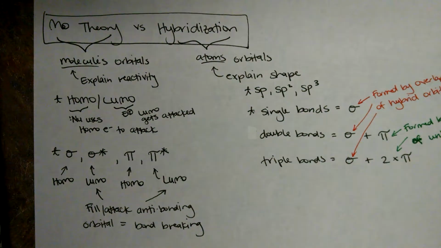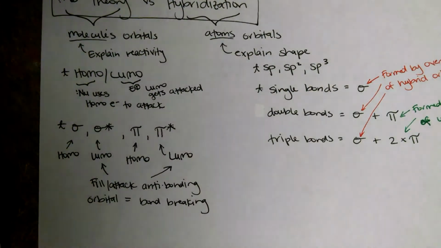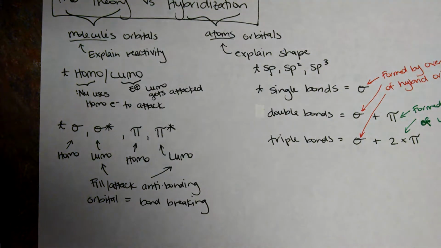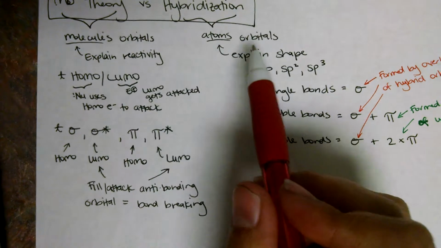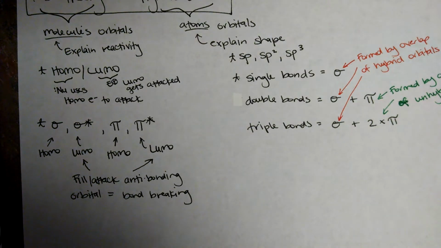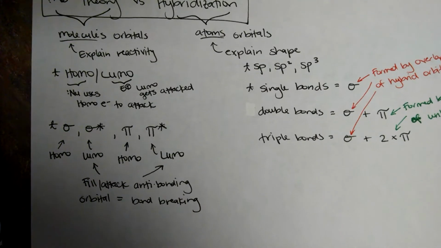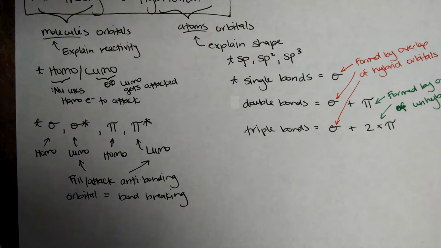Alright, so that's it for Lewis acid base, MO theory, and hybridization. Here I have lots of notes. MO theory deals with molecules' orbitals, whereas hybridization deals with atoms' orbitals. We use MO theory to explain reactivity, whereas with hybridization we use it to explain shape.